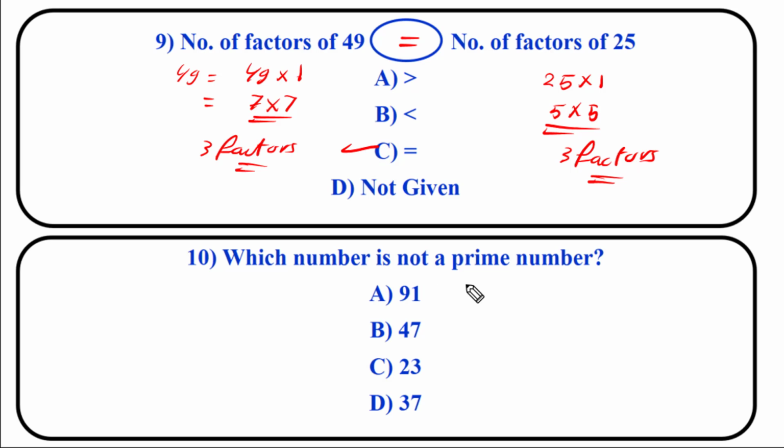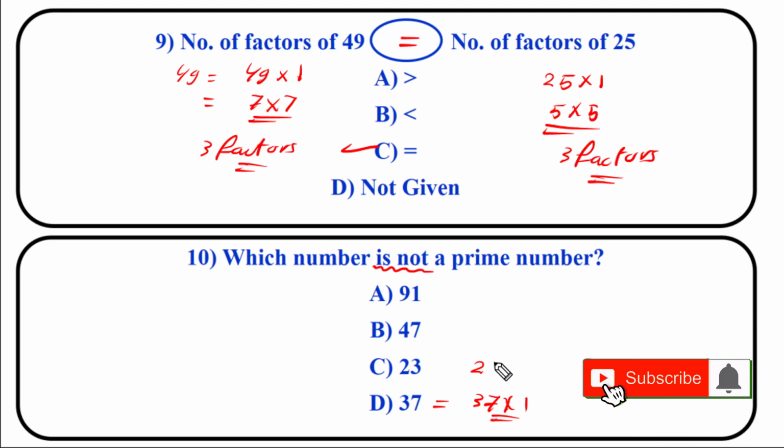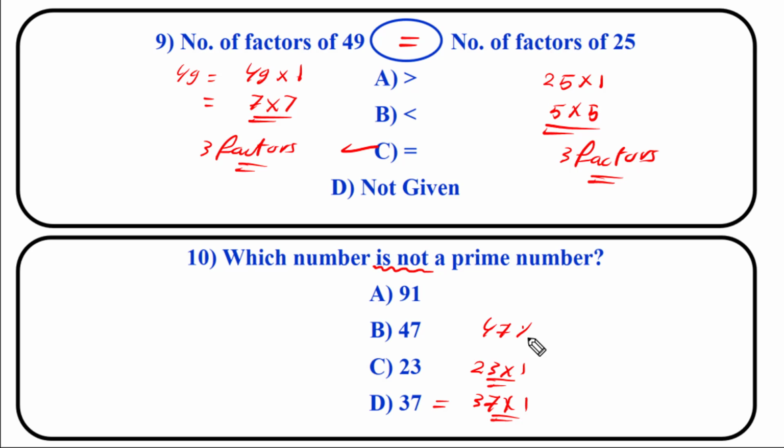Number 10, which number is not a prime number? So all these numbers, guys, are prime except one. He said is not a prime. Pay attention. 37 is what, guys? It is 37 times 1. Now we have 2 factors. 23 is a prime number. Why? Equals 23 times 1. We have just 2 factors. 47 is a prime. Yes, equals 47 times 1. But 91, guys, is 91 times 1, and pay attention, 91 is divisible by 7 equals 13. 7 times 13 equals 91. So the number here, which is composite or is not a prime number, is 91. So the correct answer here is A.